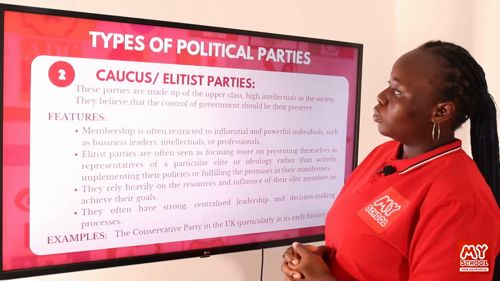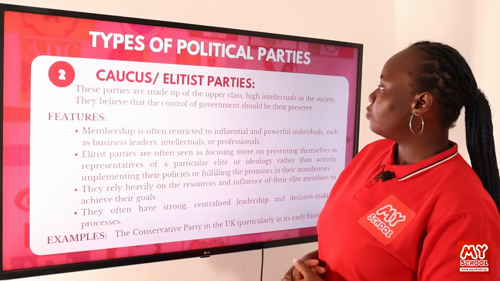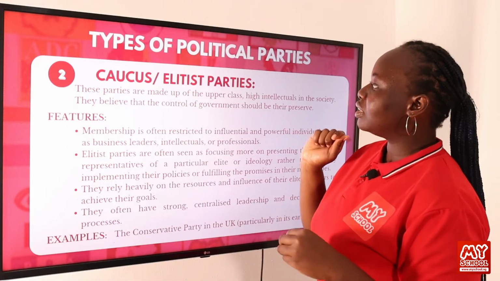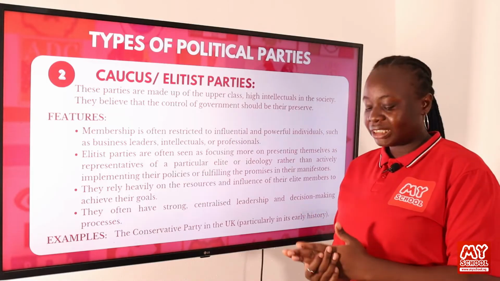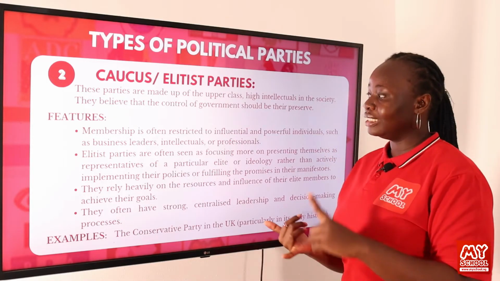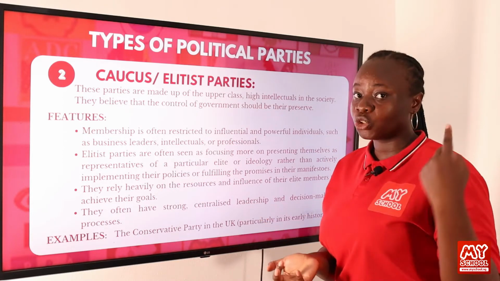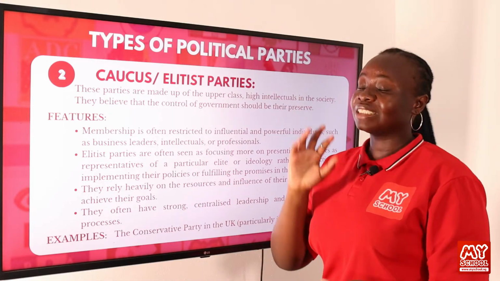All right, the next type of political party is the caucus or elitist party. So these parties are made up of the upper class, high intellectuals in the society. They believe that the control of government should be their preserve. So most of these political parties ensure that those who belong to their party are qualified in terms of economic resources and in terms of intellectual capabilities. So these parties are elitist in nature.